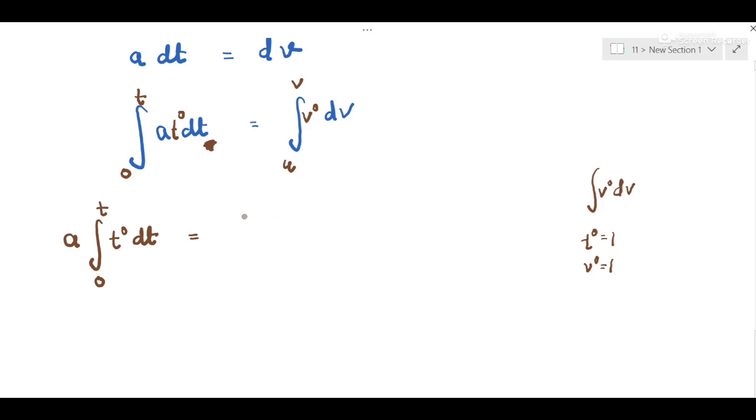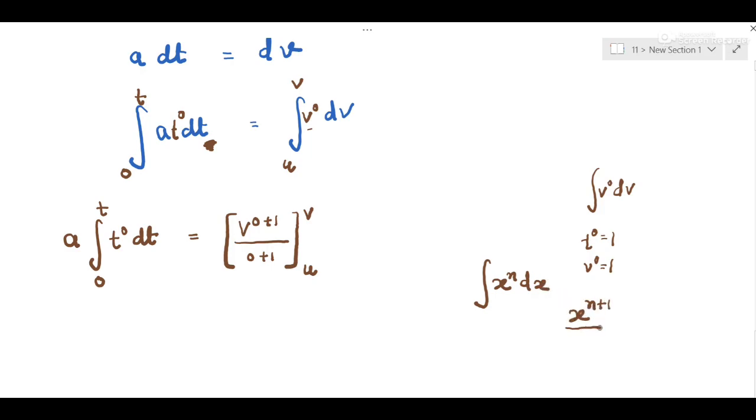Now we will do the integration of this term. One power will be increased, divided by the increased power. Limits will remain as they are, u to v. What is the rule of integration? We have learned x to the power n dx is equal to x to the power n plus 1 divided by n plus 1, divided by the increased power.